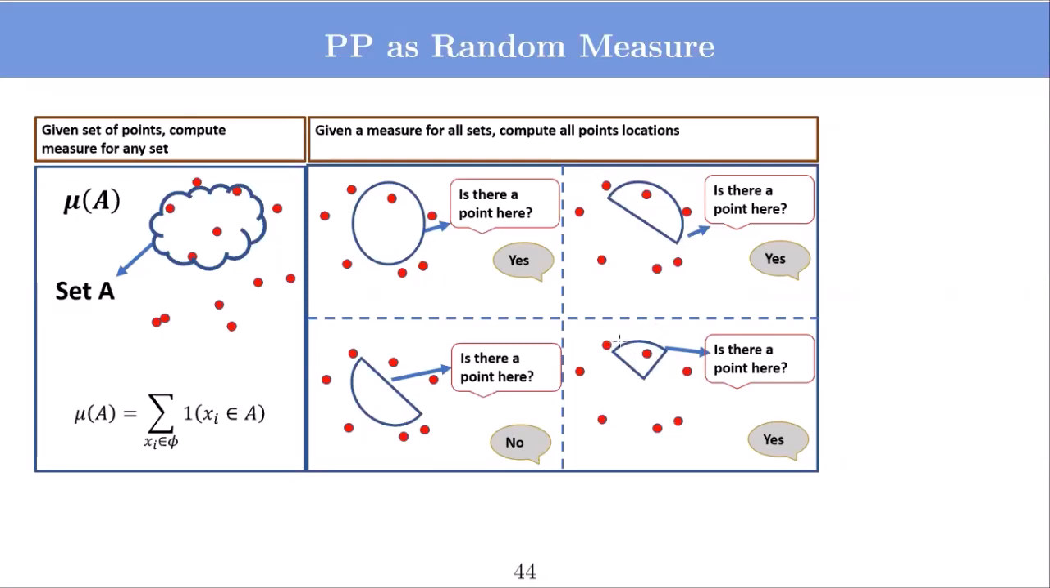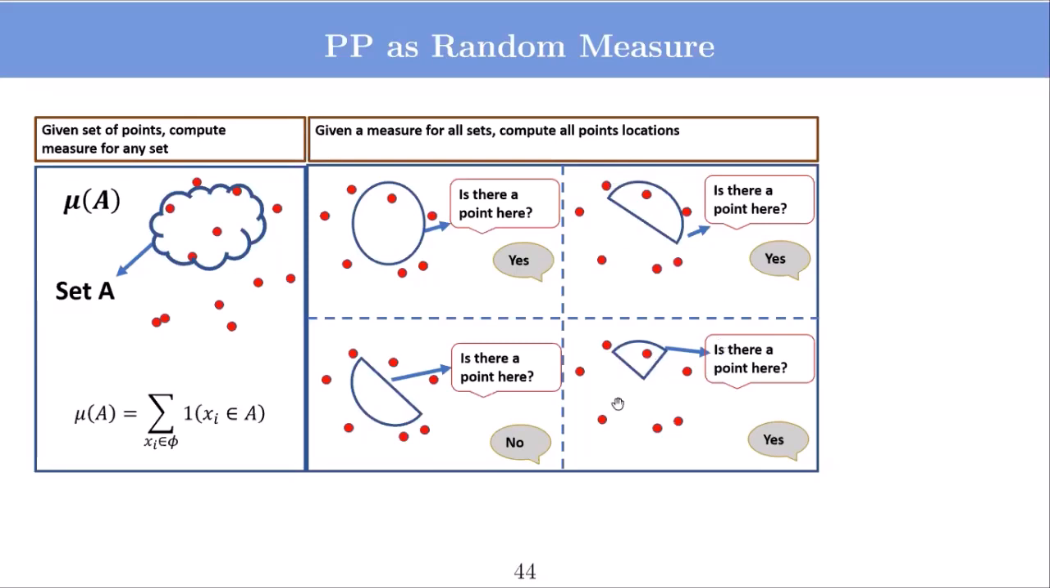And as the area of this set gets smaller and smaller, this will pinpoint my point location with much more accuracy. So suppose there is a point here, it means I know there is a point in this set. Now I know there is a point in this small set. Here I know the point is here. And if I keep on doing this, I will be able to pinpoint the location of this point more precisely.